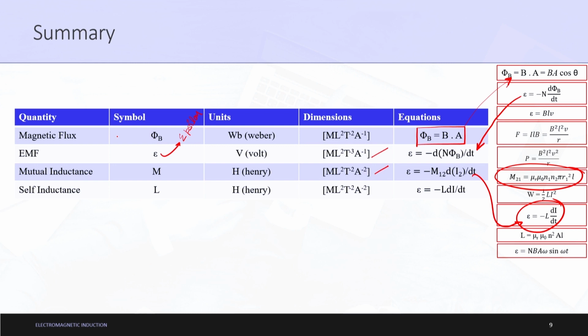Next is self inductance. Self inductance is denoted by the capital letter L, with the unit of Henry, and the dimensions are these. Hence epsilon is equal to minus L di by dt, the same formula here. So, this is the final summary.